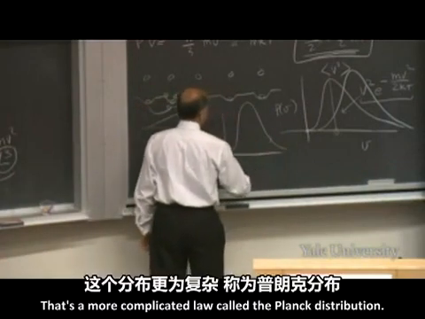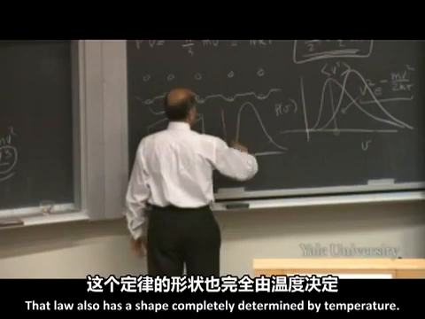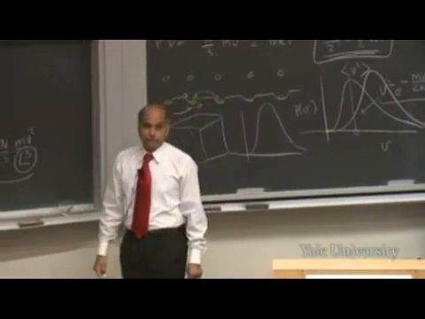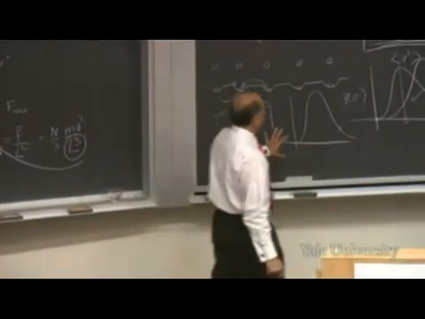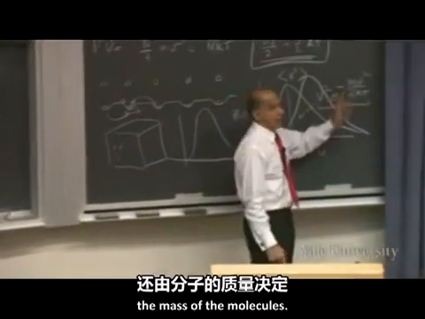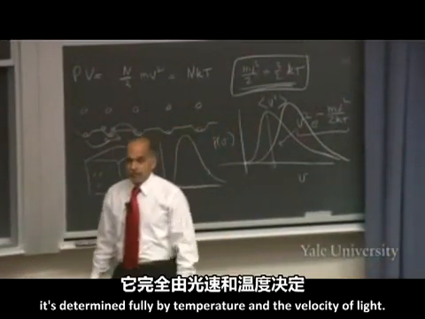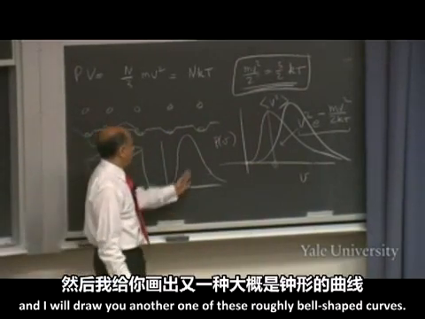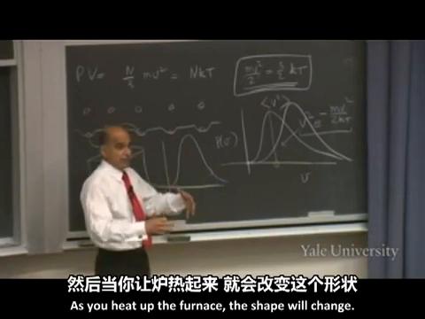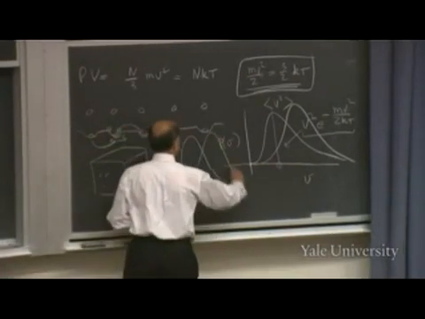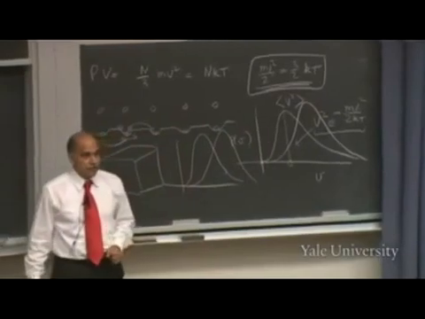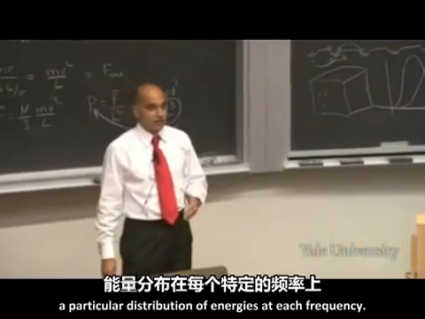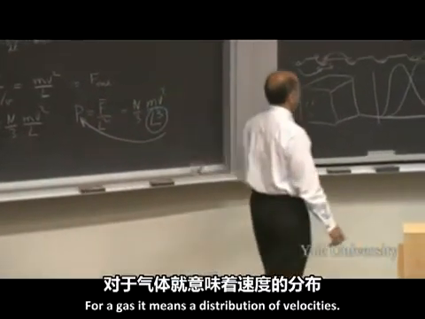That's a more complicated law called the Planck distribution. That law also has a shape completely determined by temperature, whereas for atoms, the shape is determined by temperature as well as the mass of the molecules. In the case of radiation, it's determined fully by temperature and the velocity of light. You give me a temperature, and I will draw you another one of these roughly bell-shaped curves. As you heat up the furnace, the shape will change. So again, a temperature for radiation means a particular distribution of energies at each frequency. For a gas, it means a distribution of velocities.